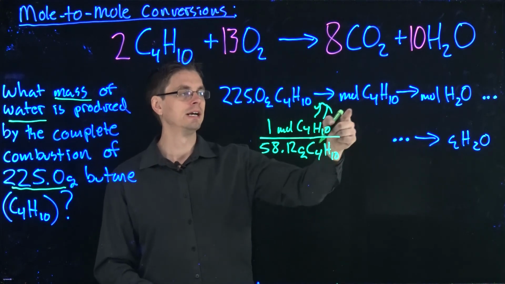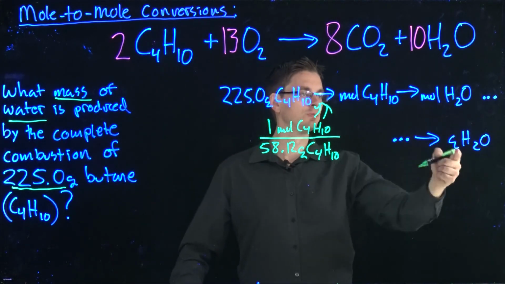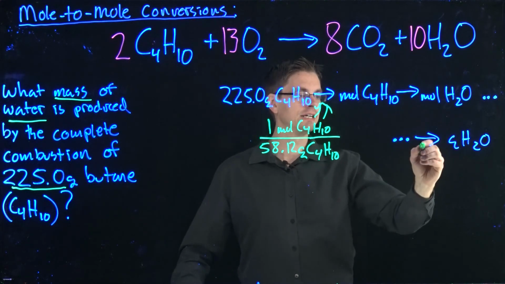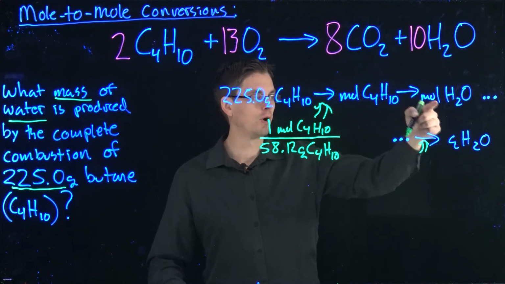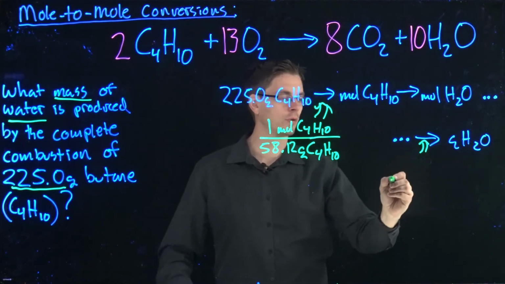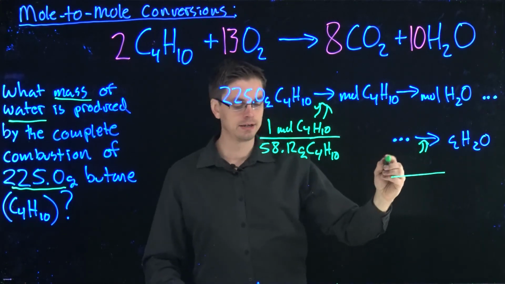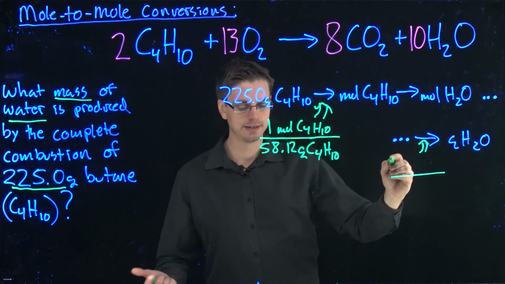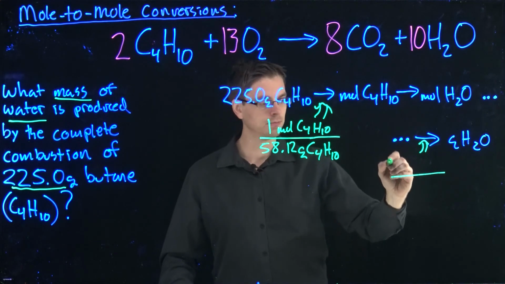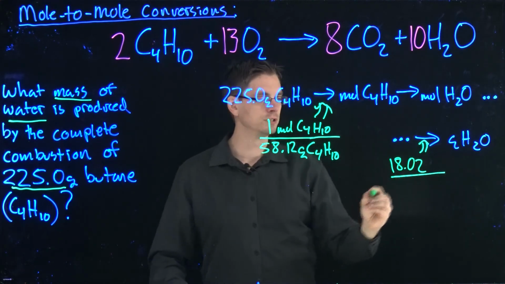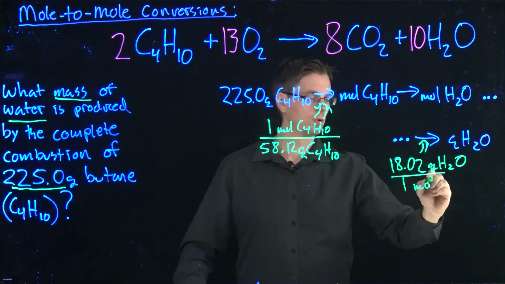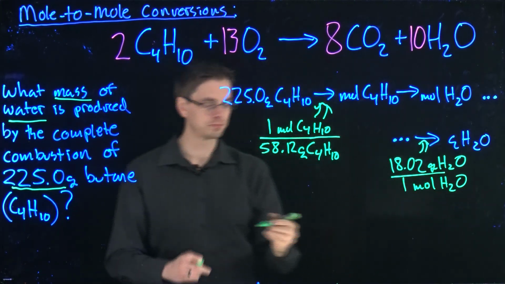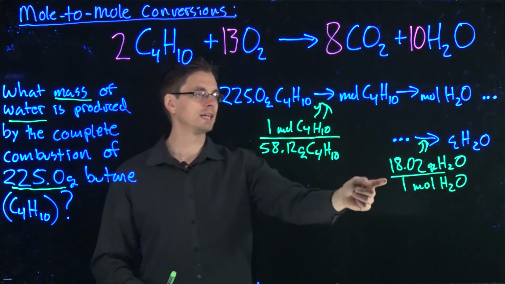And so basically, we're going to do that for each one of these moles to grams conversions. In this case, we're dealing with the molar mass of water. But now we want to convert from moles of water into grams. So we're going to want to put the grams quantity up top. And the molar mass of water, we can basically round it off, is 18.02 grams of H2O for every 1 mole of H2O. So those are our molar mass conversions.